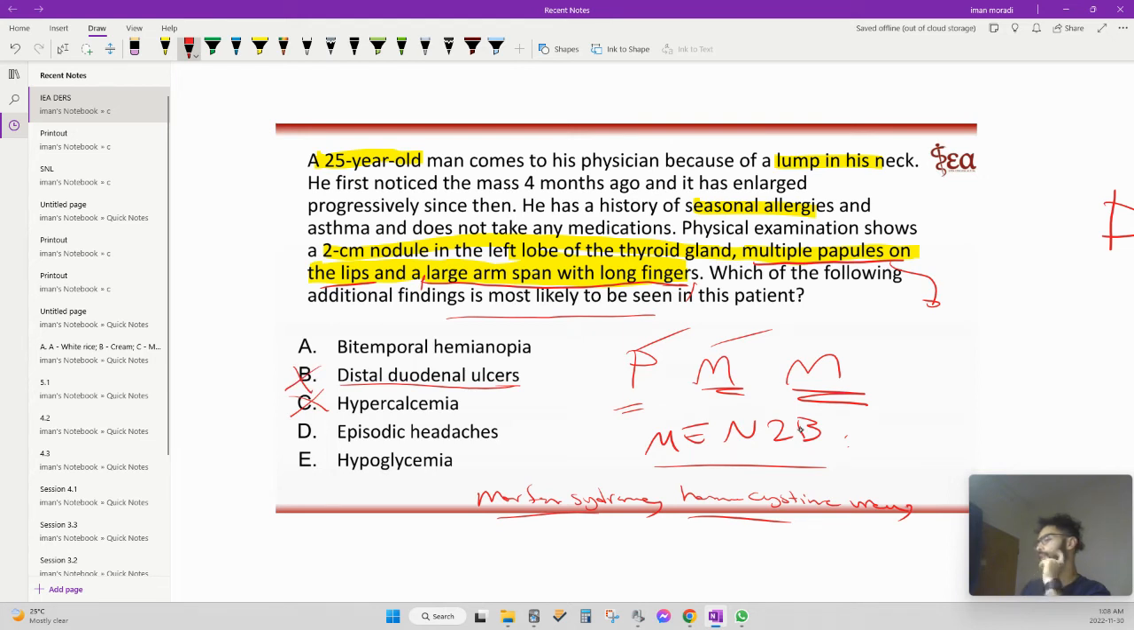Bitemporal hemianopsia, that's like when you have an adenoma of the pituitary. Episodic headaches. Because of pheochromocytoma, we get episodic headaches because of the episodic hypertension.